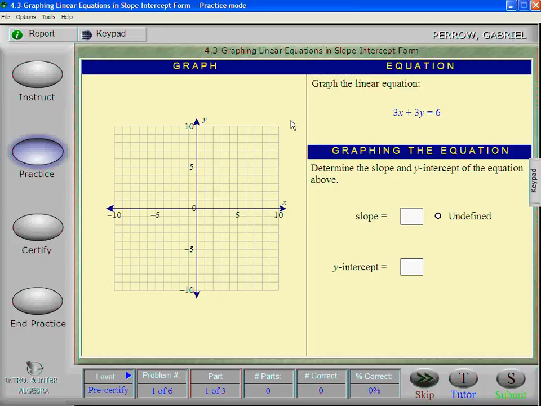Okay, I just want to say one more thing about section 4.3. The types of problems that I've shown you so far, I showed you a couple like this, where you have to make sure y is by itself, and then you can use y equals mx plus b to identify m, the slope, and b, the y-intercept.